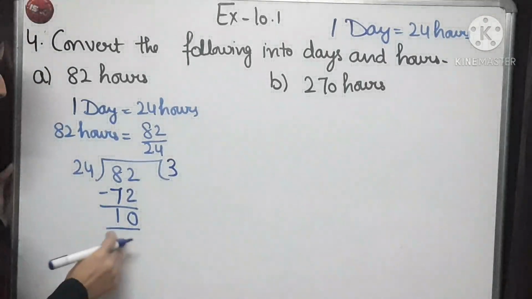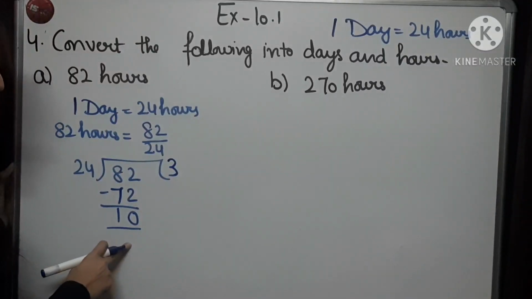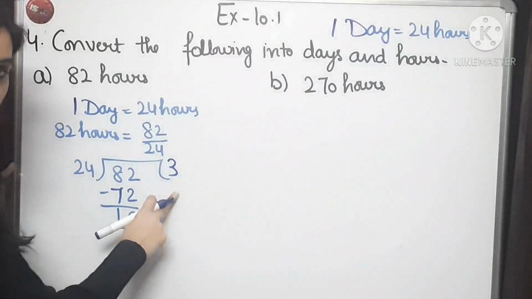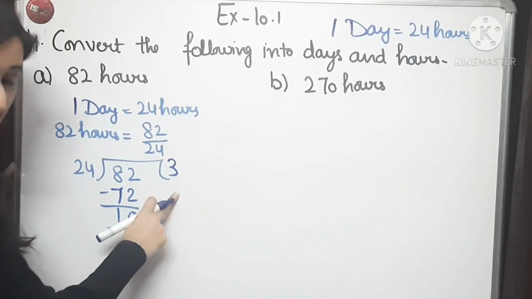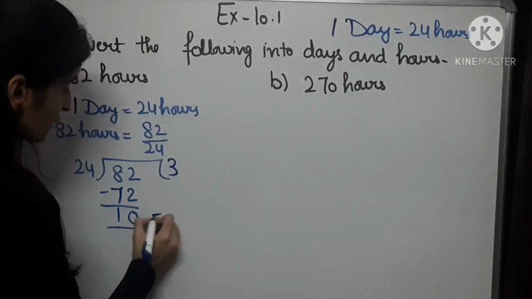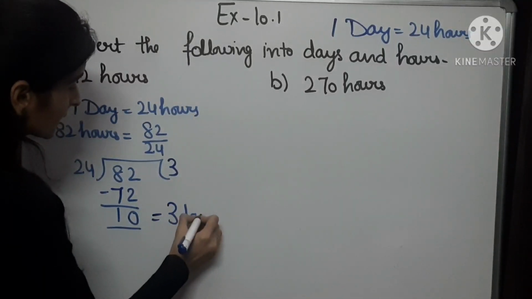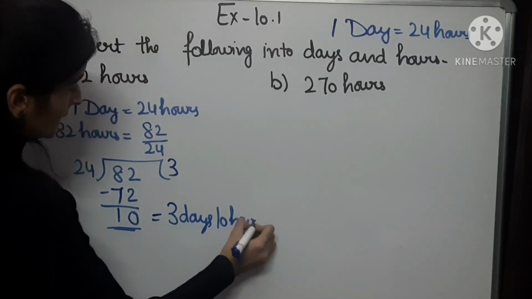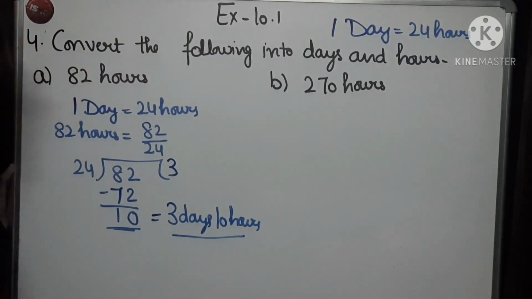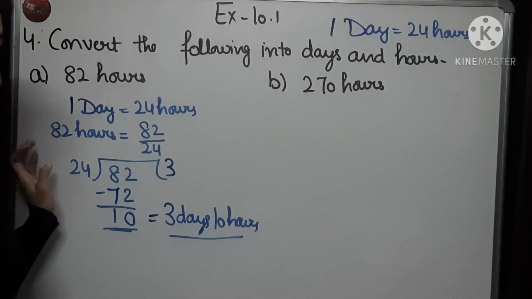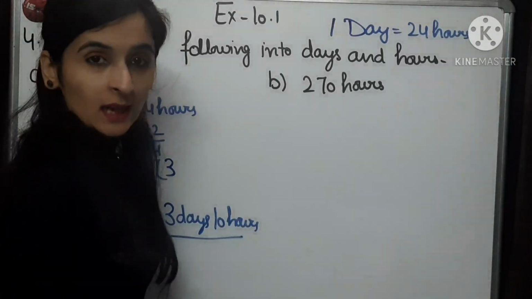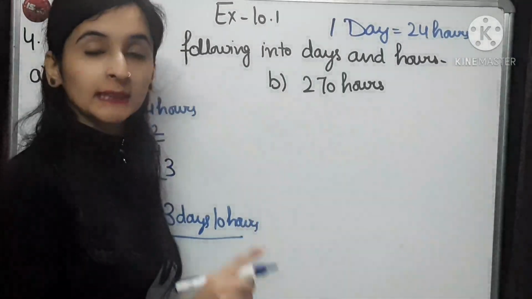Now children, the remainder will be hours, and this quotient will be days. So it means the answer will be 3 days and 10 hours. 3 days and 10 hours. Okay. So that is how we have to solve this question. Now let's come to B part. Again we have given in hours and we have to convert in days and hours.